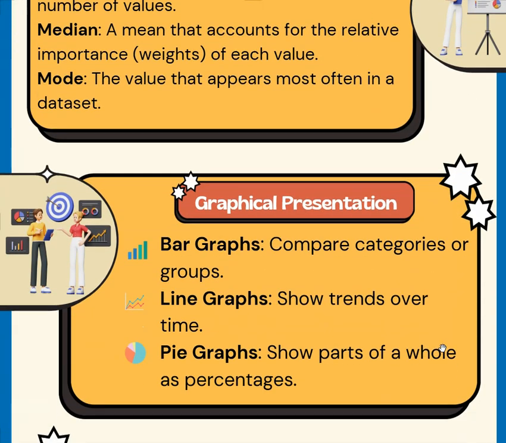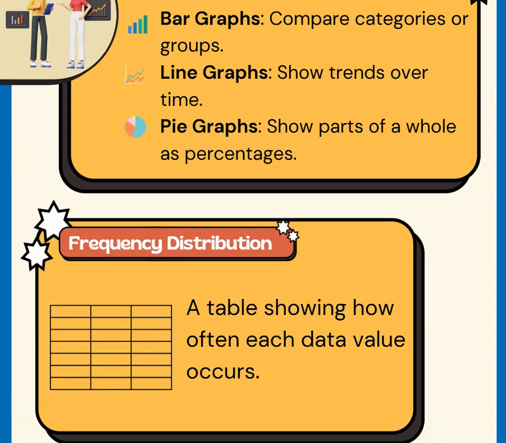Next, you're going to learn about graphical representations of your data. Specifically, we'll be looking at bar graphs, line graphs, and pie graphs, or pie charts. Each of these types of graphs is good for specific reasons. Bar graphs are generally used for comparing categories or groups. Line graphs are really great for comparing and showing trends over a time period. And pie charts show parts of a whole, generally as percentages.